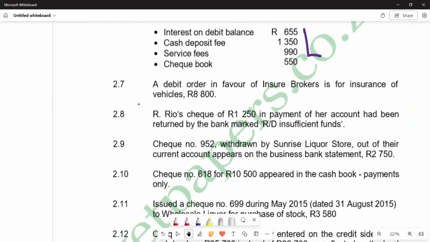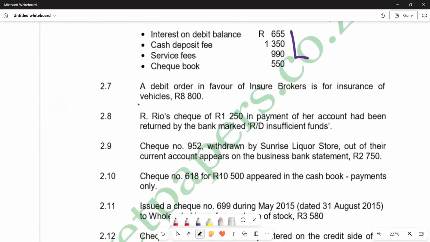We are saying a debit order in favor of insurer brokers is for insurance of vehicles, 8,800. So the moment we see that it's a debit order, it means it's something that is processed at the bank first, and then in the books of accounts in the ledger, they can only get to know about it when they get the bank statement. So obviously this one again is a ledger item.